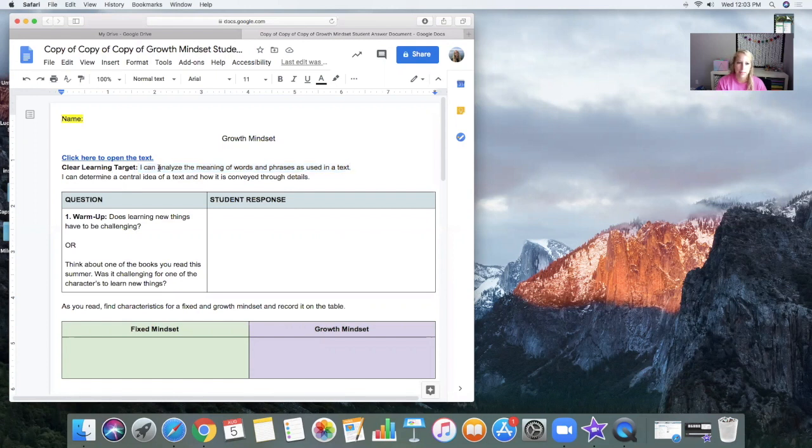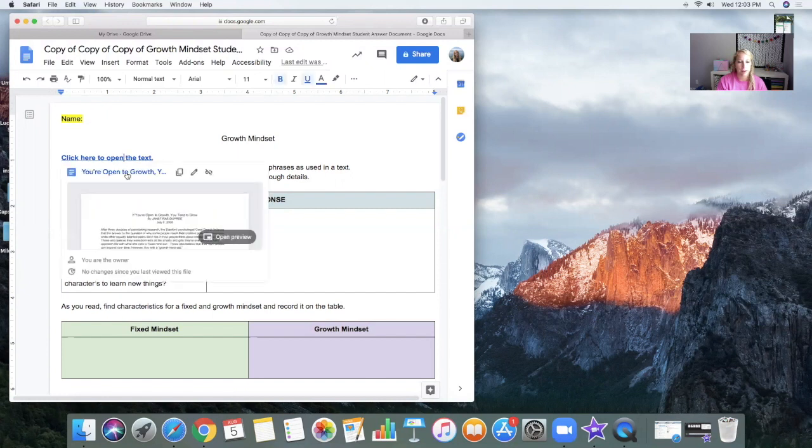So the word analyze means we're going to look closely and really think about the word choice and how it can relate to the text as a whole. We also are going to determine the central idea. So we're really going to figure out what the central idea is and how it is shown or conveyed through the details. So let's first start by opening our text.